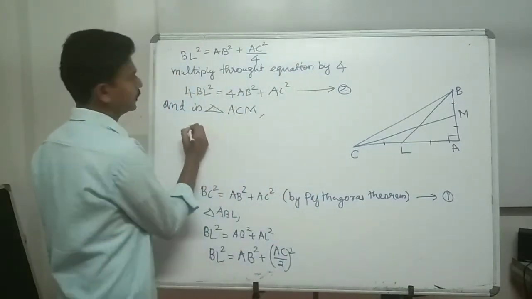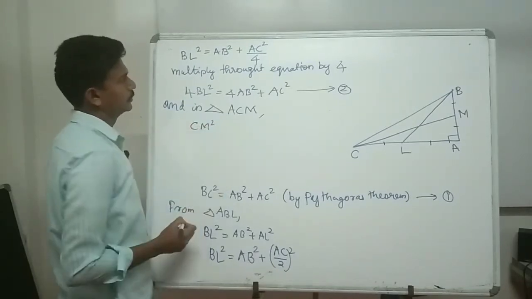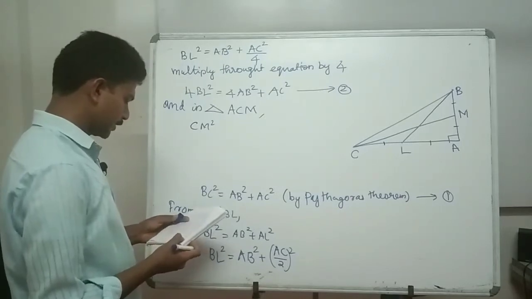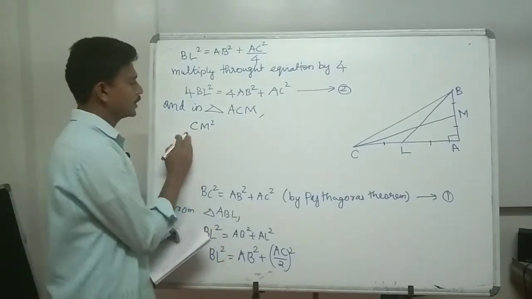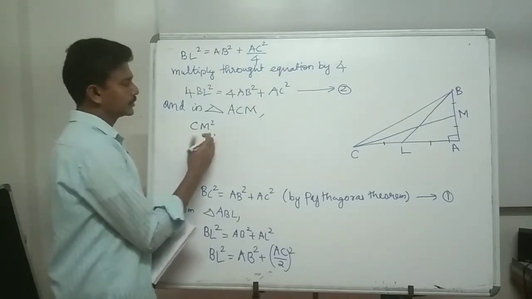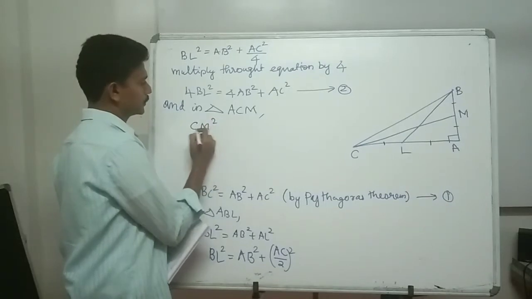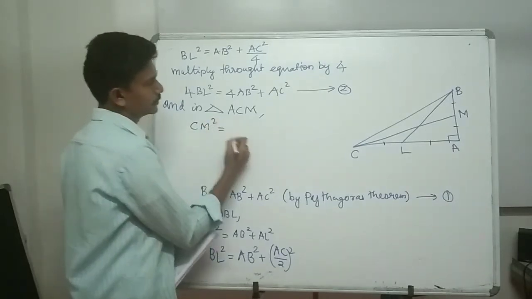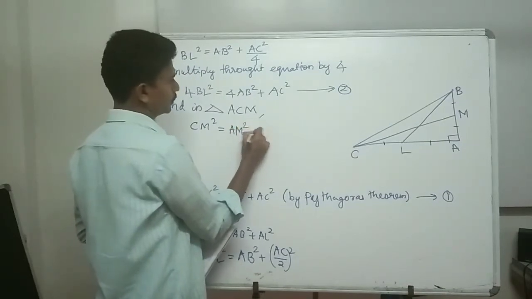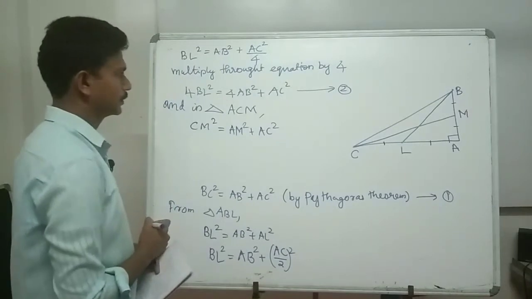Then here CM is the hypotenuse side. In the textbook it is CM also. I just checked, it is given as CM in the question, so I am taking the method given in the question. So CM square is equal to AM square plus AC square.